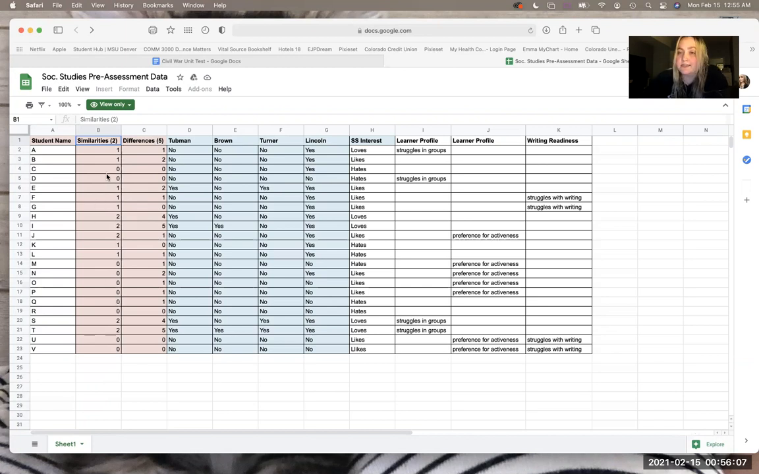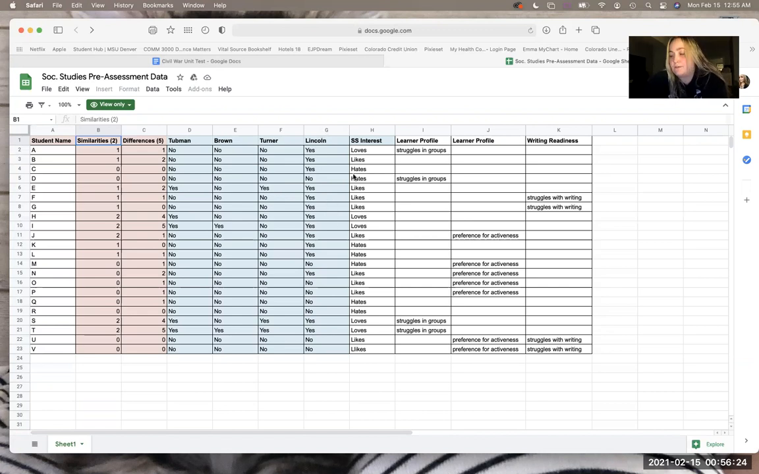So they still had a hard time understanding the differences that were happening between the northern and southern states. As far as the influential people go, there's a lot of no's in here. The one person who had the most significant amount of knowledge was Lincoln.